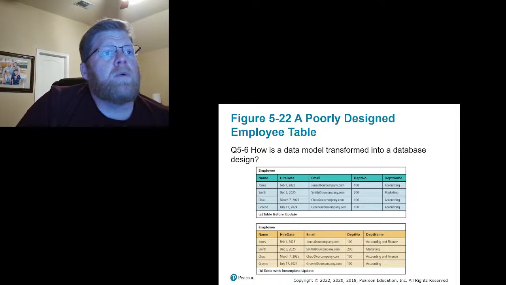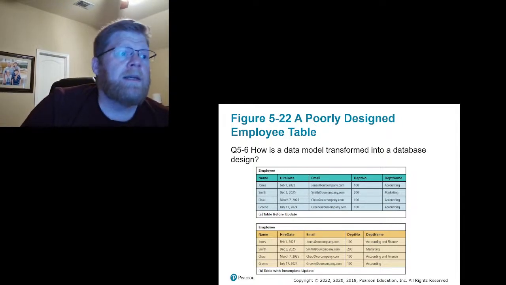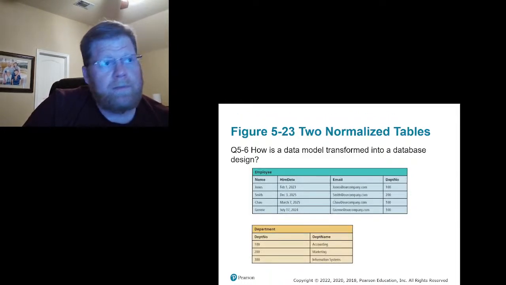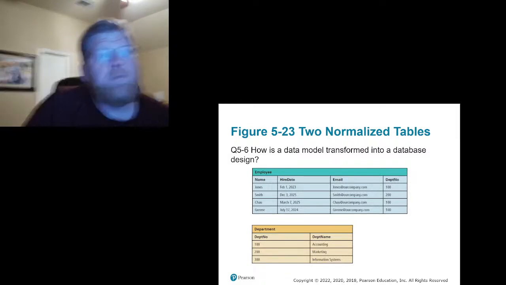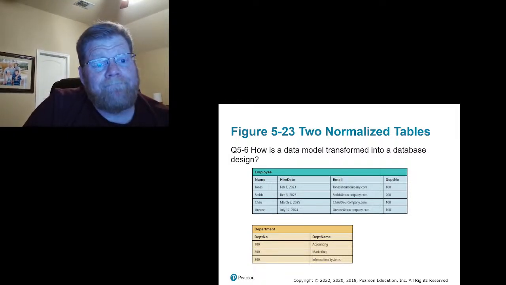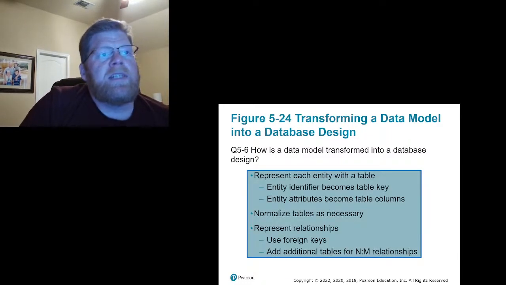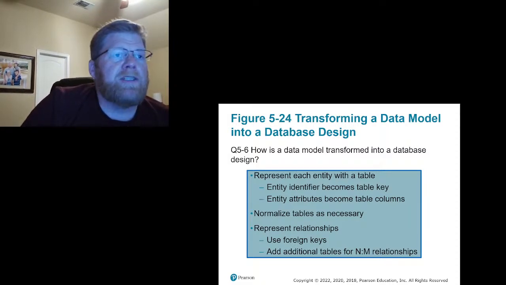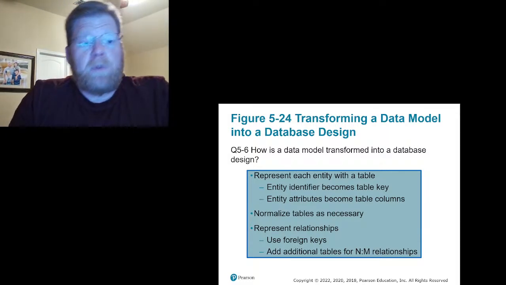So here's a pictorial representation of the employee data before update and the table with incomplete update, right? Now you're seeing it afterwards. Now you have a department and an employee table. So you want to represent each entity with a table. Each table has a key, and each attribute becomes a table column. You normalize the table as necessary. Represent relationships with foreign keys.